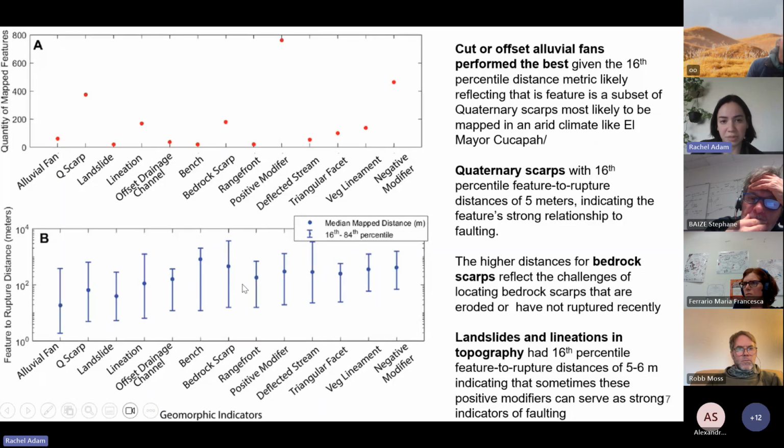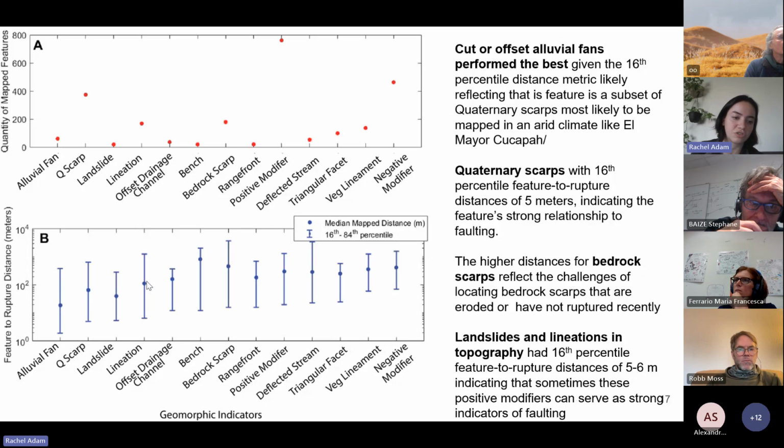Two features of note that performed better than we originally thought were landslides and lineations in topography. Landslide performed the third best and lineation performed the fourth. These were originally just modifying features, +1, but with their very low 16th percentile feature to rupture distance of 5 to 6 meters, it does go to show that sometimes it can serve as a positive modifier, a strong indication of faulting if it's mapped correctly.